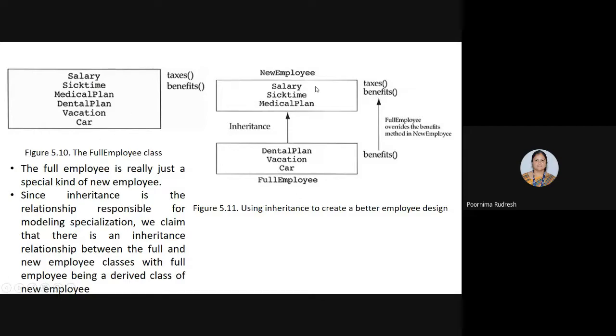Then we are using the inheritance relationship, and a new class is constructed called the full employee. This is the derived class, which is inheriting from the new employee class. This is the inheritance relationship. Next, we'll see the extension of this example.